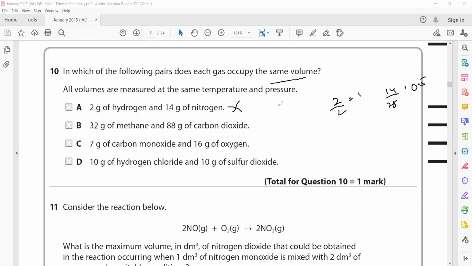So wrong. 32 grams of methane, methane, carbon is 12 plus hydrogen, sorry, hydrogen is 4 because CH4 is there. The total is 16. So 32 divided by 16 will get 2 moles. And carbon dioxide, 88 divided by 44, because carbon dioxide is CO2, so we'll also get 2 moles. So when we have the same number of moles, they will occupy the same volume at standard conditions.